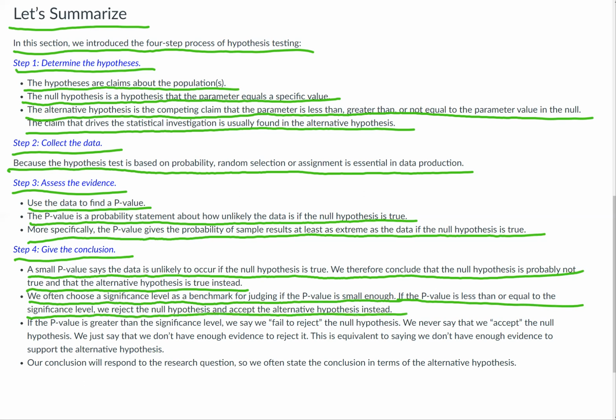alternative hypothesis instead. If the p-value is greater than the significance level, we say that we fail to reject the null hypothesis. We never say that we accept our null hypothesis. We just say that we don't have enough evidence to reject it.